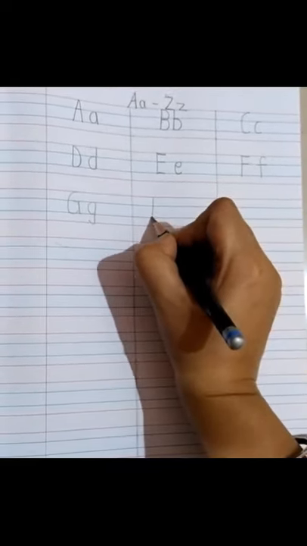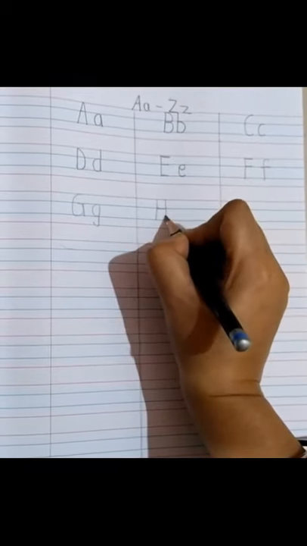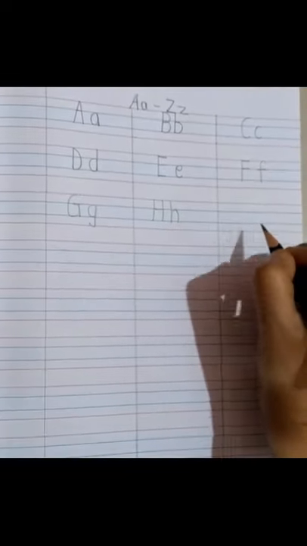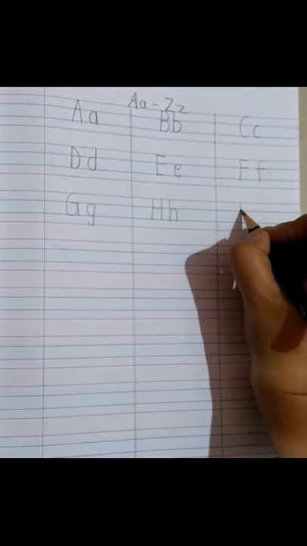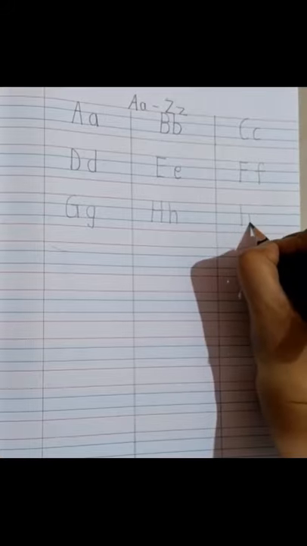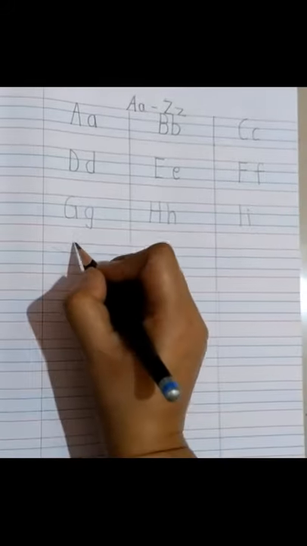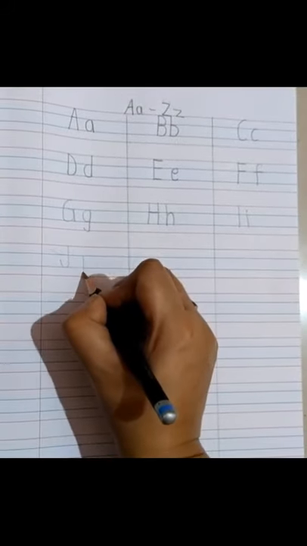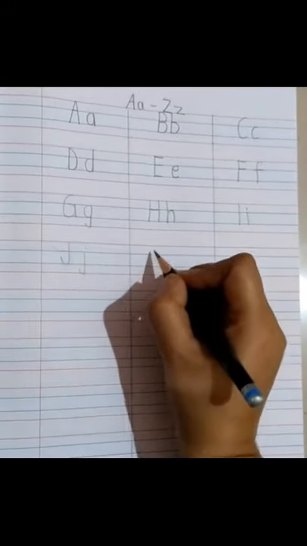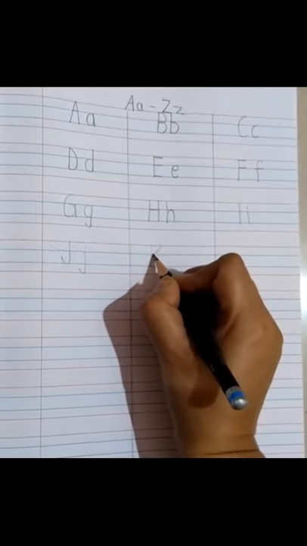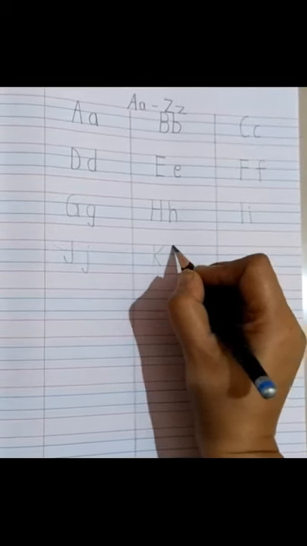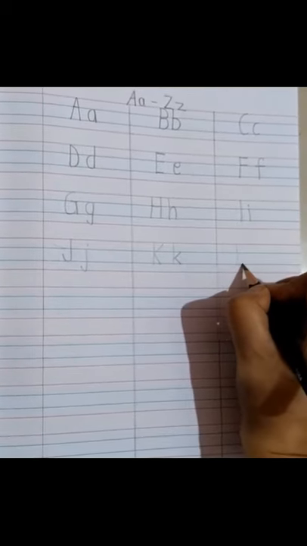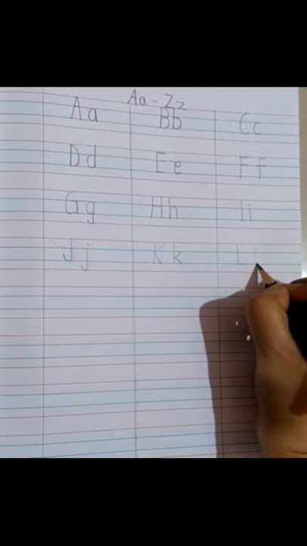H. And then we have the small h. I. And then the small I. J. And then the small j. K. And then the small k. L. And then the small l.